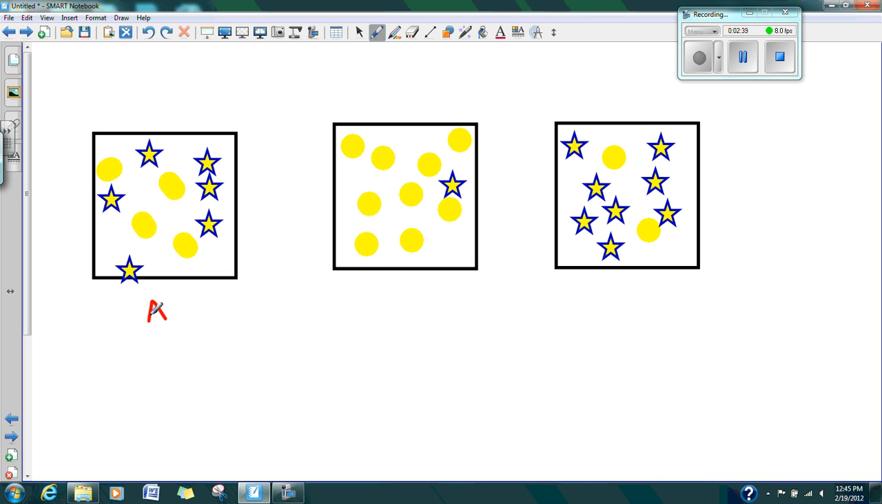And if we call this box A and box B and box C, or reaction A, B, and C, we could say that my circles are at equilibrium with my stars, and that would be my scenario for all of these, that my circles, my yellow circles, are at equilibrium with my stars.